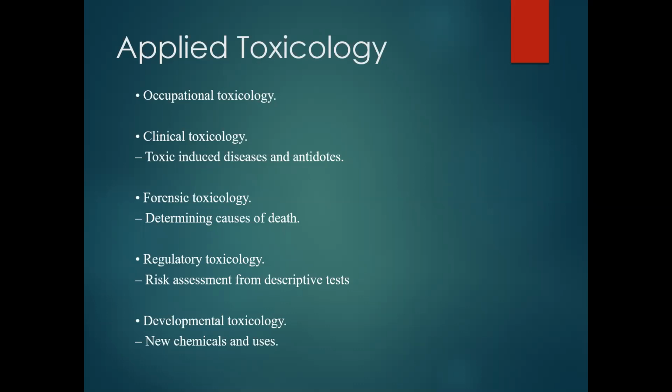Now we have regulatory toxicology. Regulatory toxicology uses scientific knowledge to develop regulations and other strategies for reducing or controlling exposure to dangerous chemicals. Now we come to developmental toxicology. This is a field of study devoted to understanding the relationship between exogenous exposures and abnormal development, as well as the prevention of such exposures. For example, new chemicals and their uses.